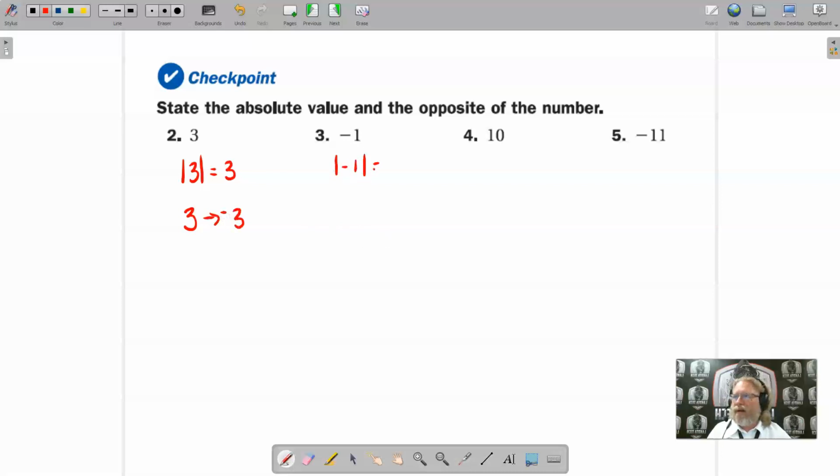Absolute value of negative 1. Well, negative 1 on a number line is 1 unit away, so it's positive 1. The opposite of negative 1 is the same number but with the opposite sign, because they would be the same distance on a number line from 0. So the opposite of negative 1 is positive 1. And we'll jump over here to 5. The absolute value of negative 11: negative 11 is 11 units from 0, so it's positive 11. And then the opposite of negative 11 is the same number, the same absolute value you should say, but with the opposite sign. Since this is negative, we're going to make this one positive. Those are opposites.